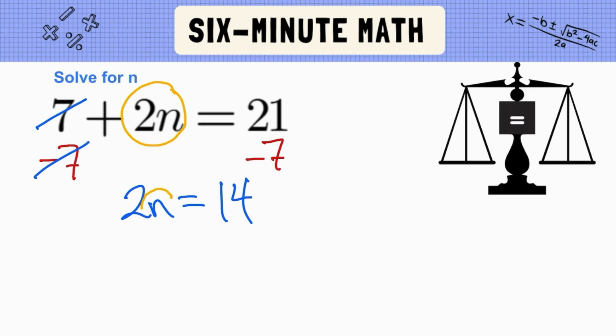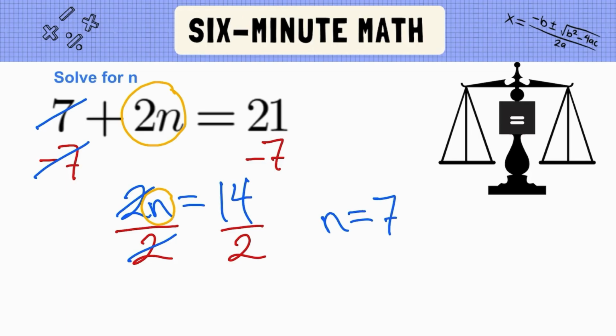We need that term or the variable by itself, so we're going to divide by that coefficient of 2. We're going to maintain equality by doing it on both sides. 2's cancel out, and n is going to equal 14 divided by 2 is 7.